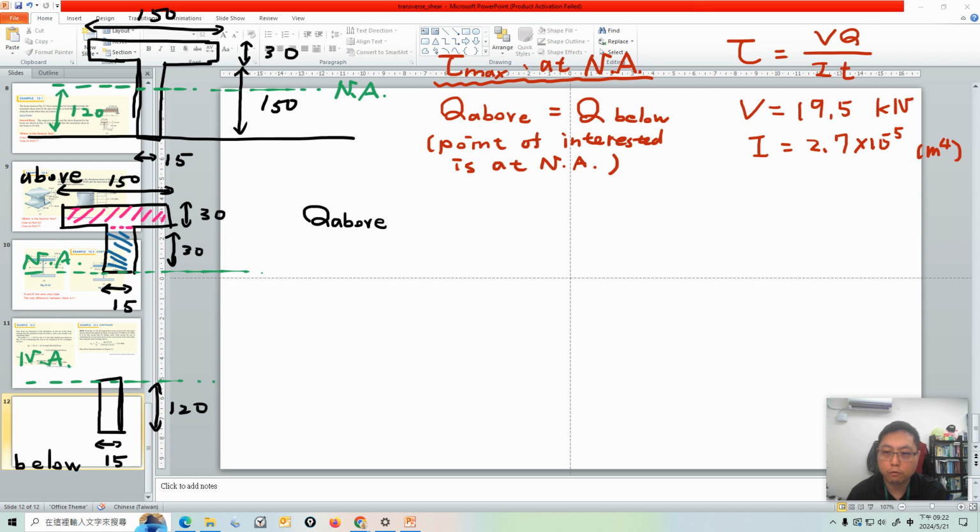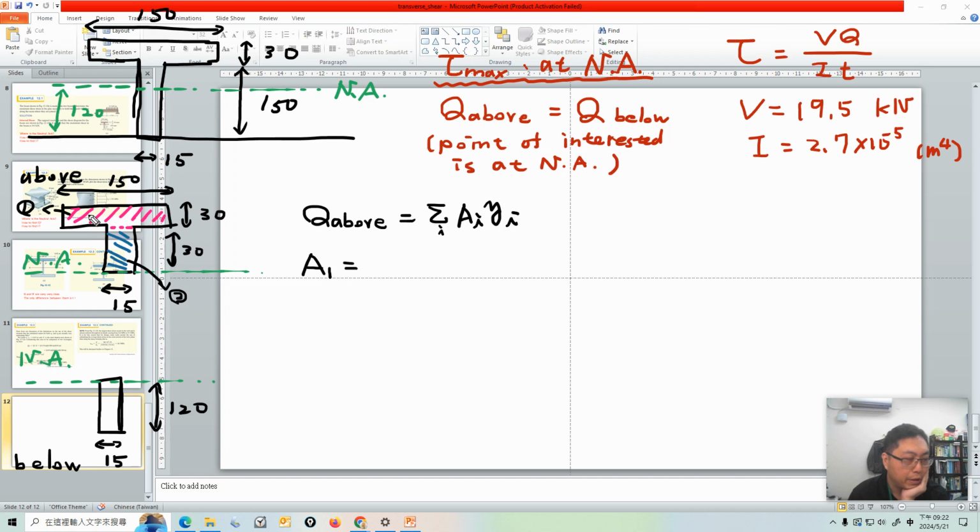So our first moment of area is equal to the summation of A_i y_i. Let's say the pink one, we make a label. I call this one 1, and I call this blue one 2. So what's our A1?